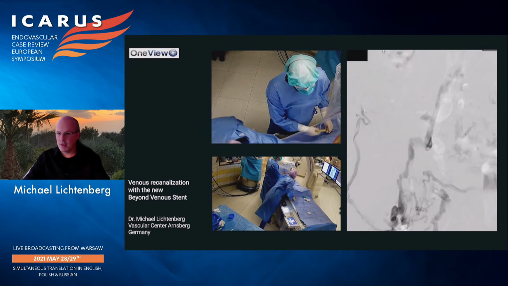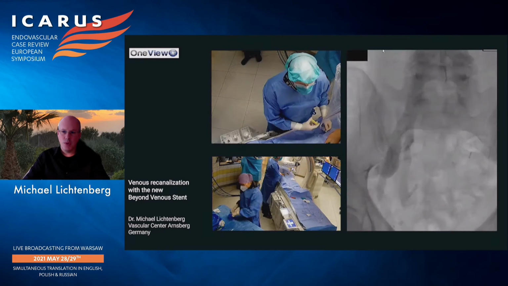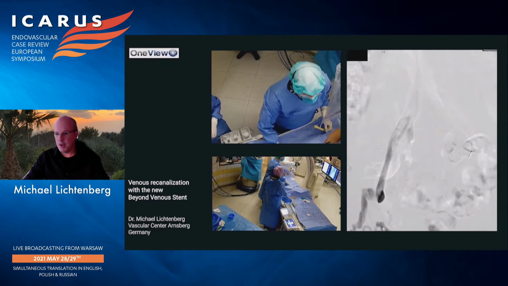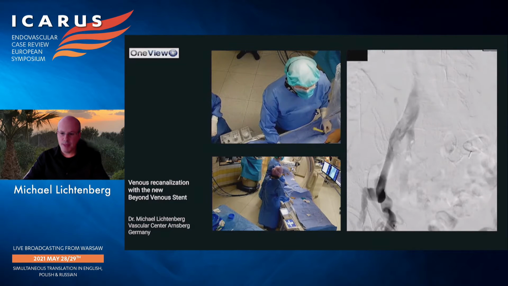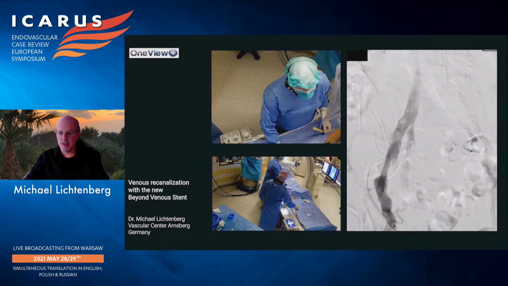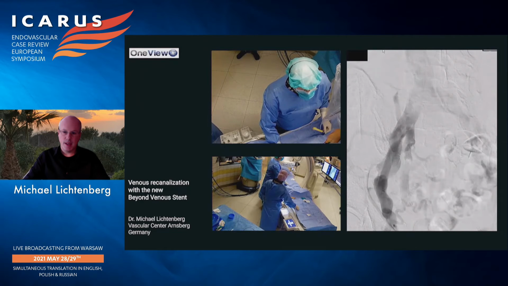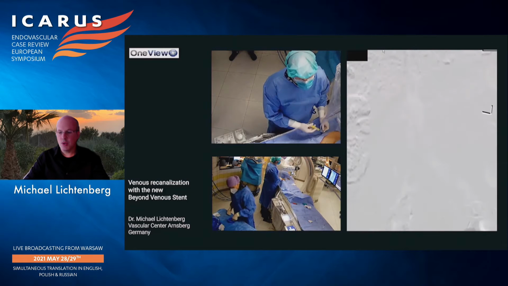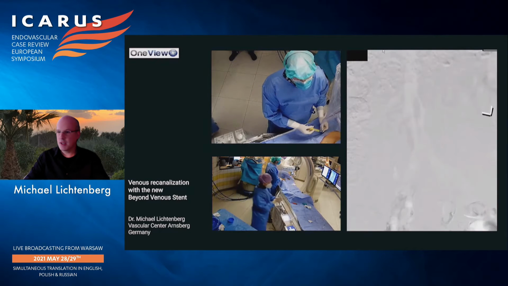And here's a typical case I would like to show you, and also to share with you a new stent which came to the European market recently, the Beyond stent from Bentley. So how we proceed in this patient with an ulceration on the right side. You could see the femoral vein itself is open. So we stick into the femoral vein using a 10 French sheath.